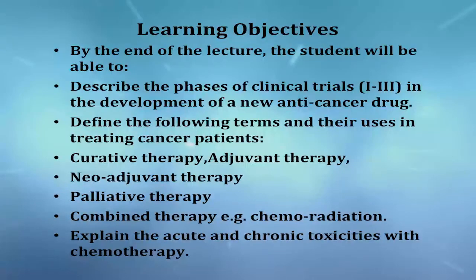Learning objectives of this lecture. By the end of the lecture, you will be able to describe phases of clinical trials, phases of the cell cycle, development of cancer medication, define the aim of cancer treatment, whether it is curative, palliative, or neoadjuvant, combined or single, and you will have an idea about toxicity of the chemotherapeutic agents.